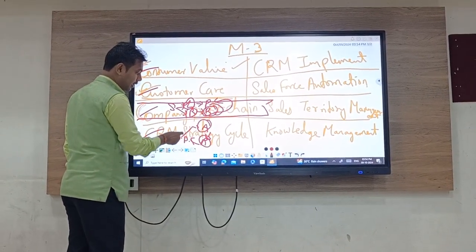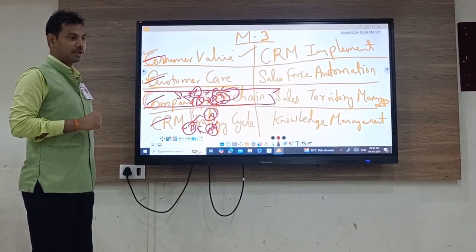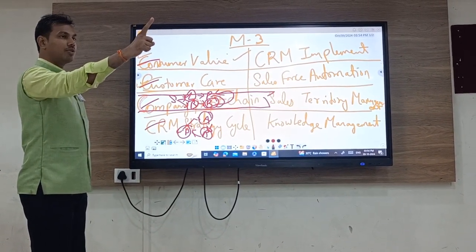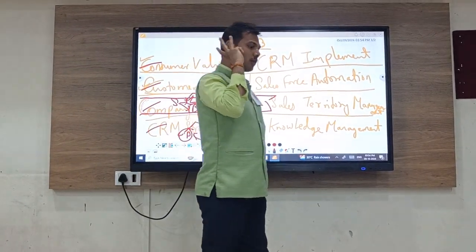Now, what is the customer relationship management strategy cycle all about? Well, this is a cycle which shows the various things that you need to focus on when you talk about customer relationship management. You need to focus on acquisition. You need to focus on retention. You need to focus on win back.